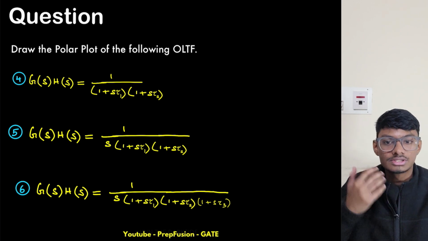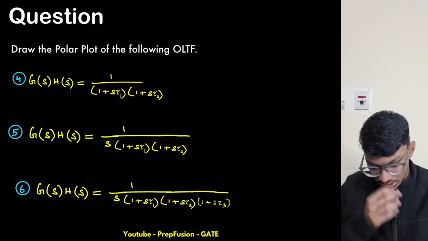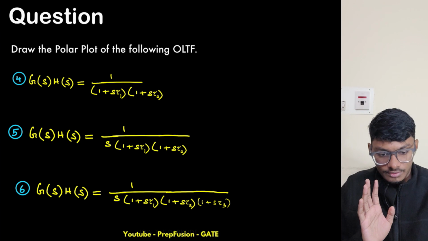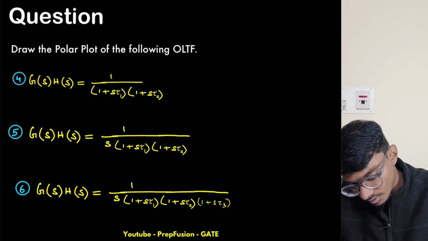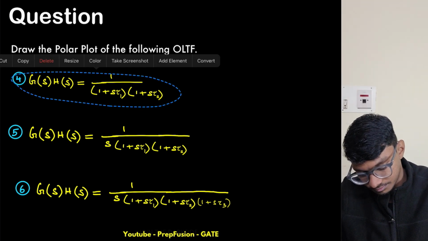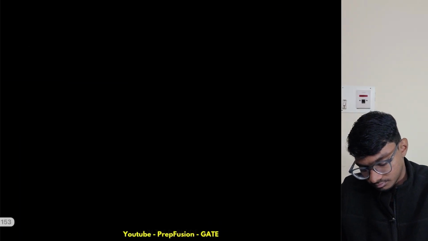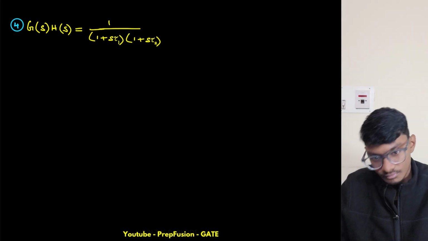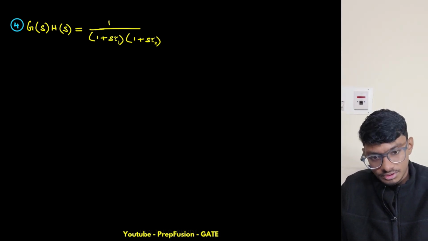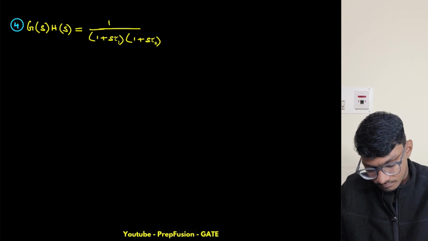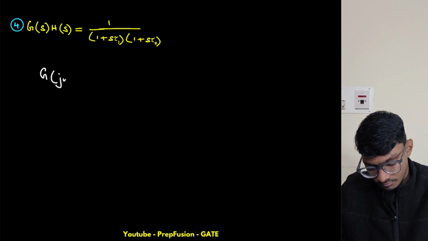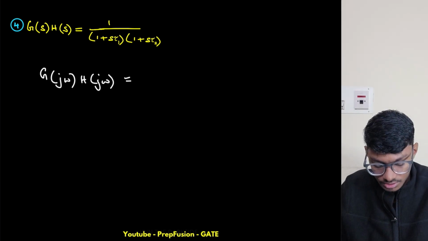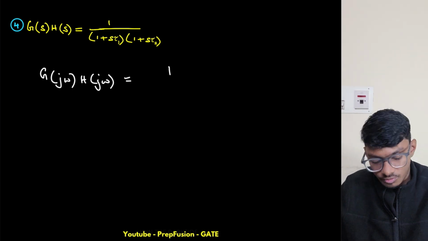I just want to tell you a few observations and key points. So let's do this one. Let me copy this one. If I copy this, what do you see? And this is equal to, I will replace s with j omega, again the same method.